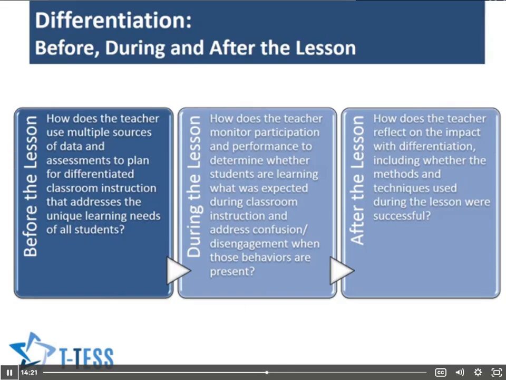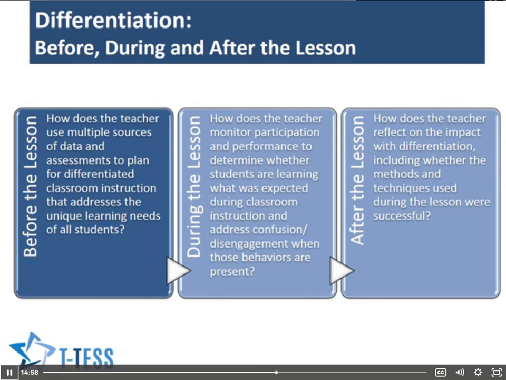In looking at one lens about what might happen before, during, and after the lesson, let's see what the impact is in relation to the differentiation dimension. Before the lesson, how does the teacher use multiple sources of data and assessments to plan for differentiated classroom instruction that addresses the unique learning needs of all students? In other words, how is data used to inform the construct of the lesson so that it truly is differentiated to meet the unique learning needs of all these students?